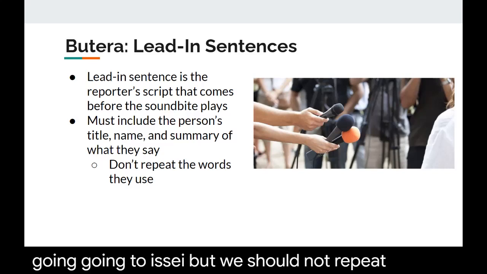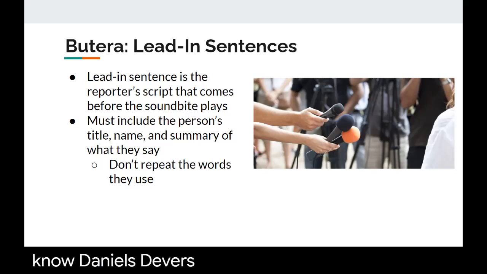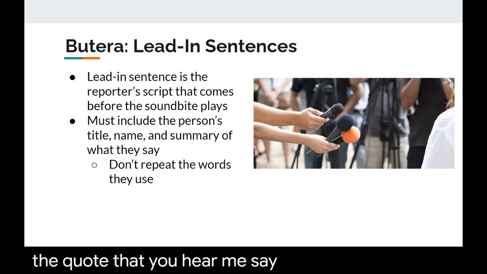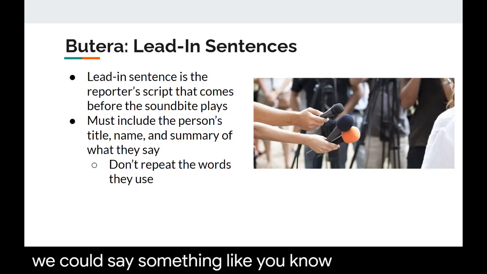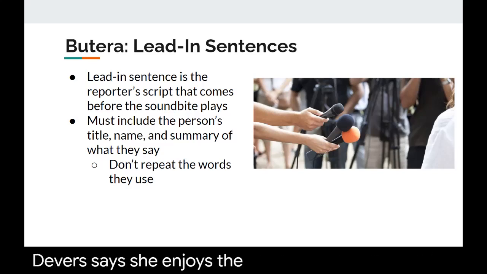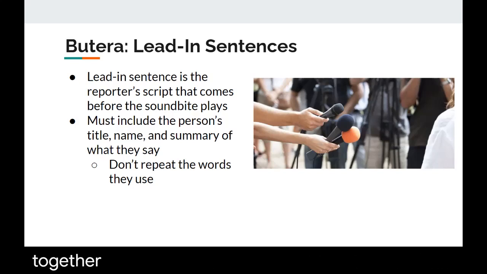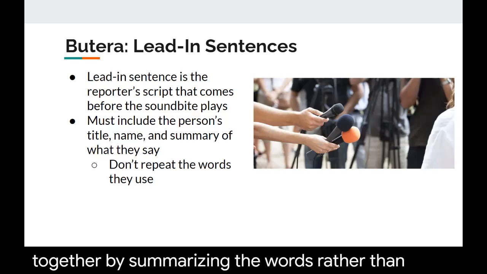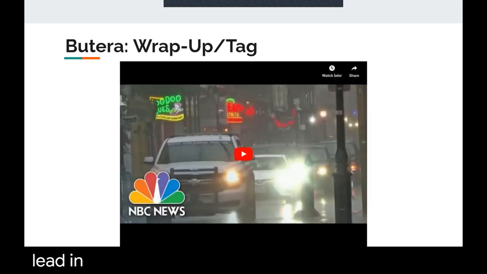But we should not repeat the words that they actually use. We don't want to say, Daniel Devers says, I love your class. And then the quote that you hear me say as Daniel Devers is, I love your class. That doesn't make any sense. Instead, we could say something like, student Danielle Devers says she enjoys the educational perspectives available in the curriculum. I love your class, right? And so they work together, they blend together by summarizing the words rather than using exactly what was said. Here are some examples of lead in sentences.